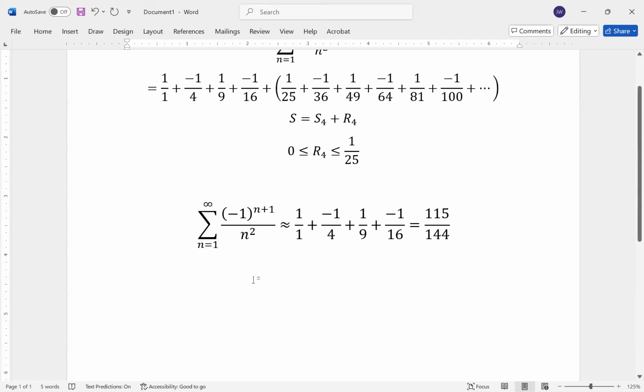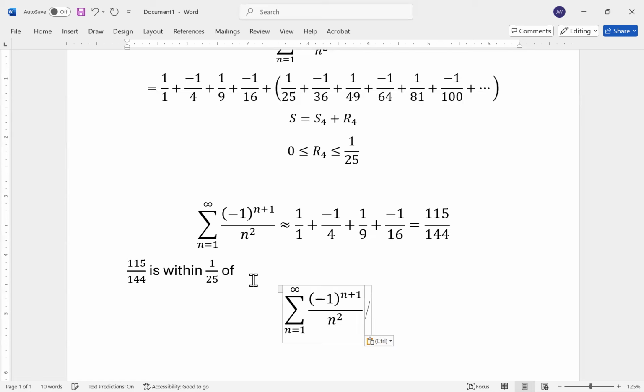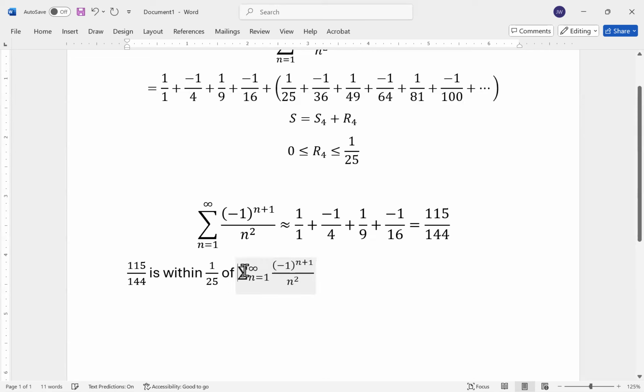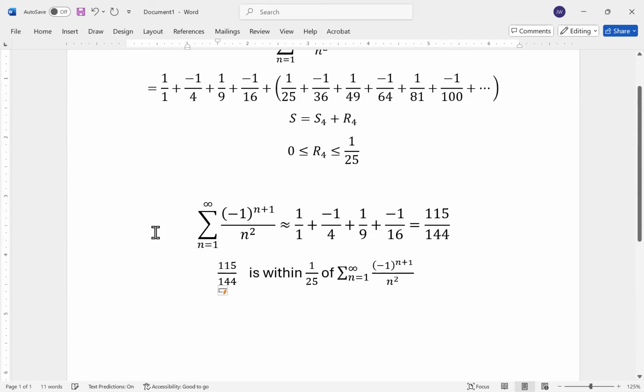So what I'm saying is that the number 115 over 144, or you can give the decimal version of that, let me write it this way, is within 1/25 of the actual summation. And that's because I know that this remainder, when I put it this way, is somewhere between 0 and 1 over 25.